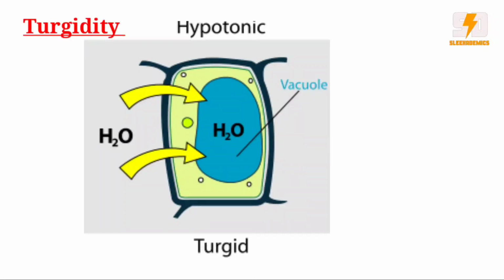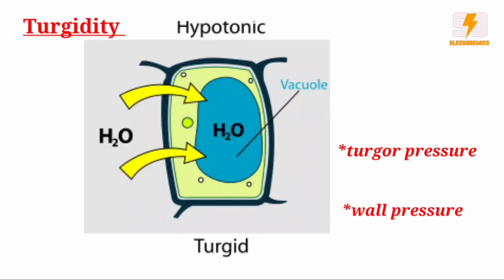Then we have turgidity. It is the condition in which cells absorb plenty of water to the point where the cell is fully stretched. Turgidity always happens when a cell is placed in a hypotonic solution. A turgid cell can produce two types of pressures. The turgor pressure, which is an outward pressure exerted on the cell by the fluid contents of the cell. And it can also exert another type of pressure known as the wall pressure. This is an inward pressure exerted on the cell contents by the stretched cell wall.